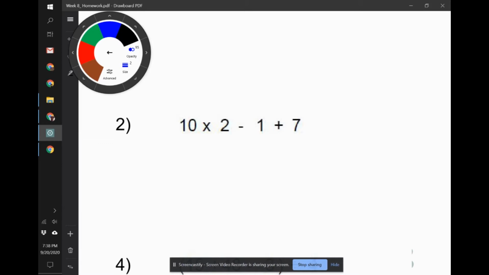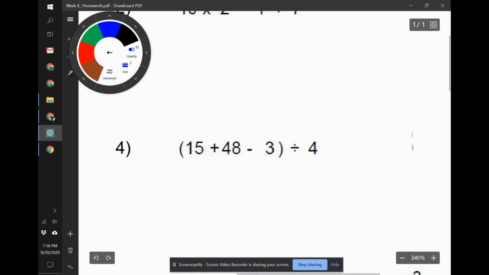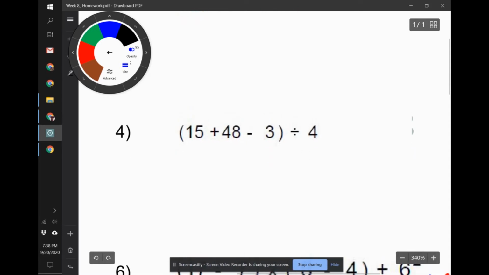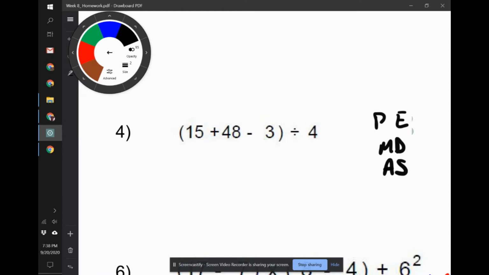I'm not going to do the problem in number 2. I think most of you have that. We're going to start with parentheses. With just one set of parentheses, we're just going to write PEMDAS. And we're going to do what's inside this set of parentheses. We've got to do the parentheses first.